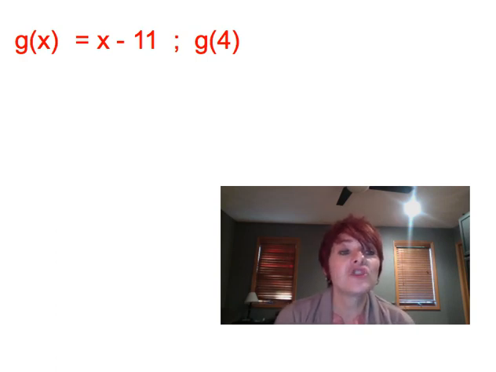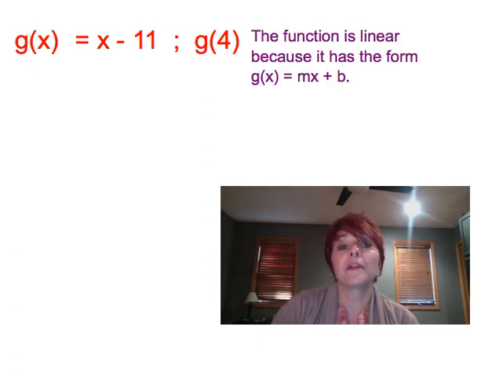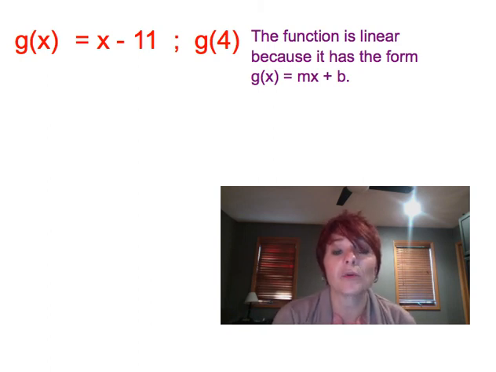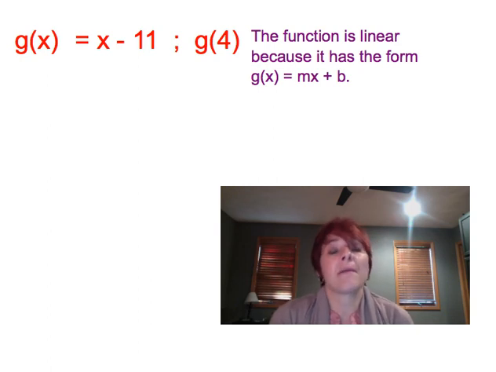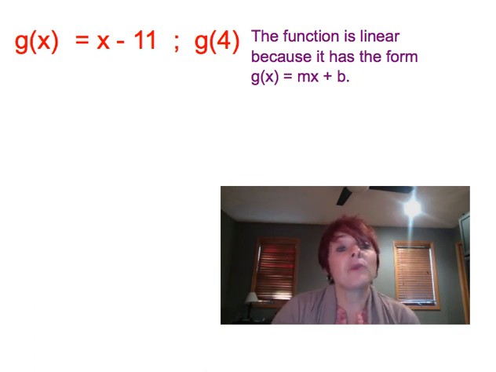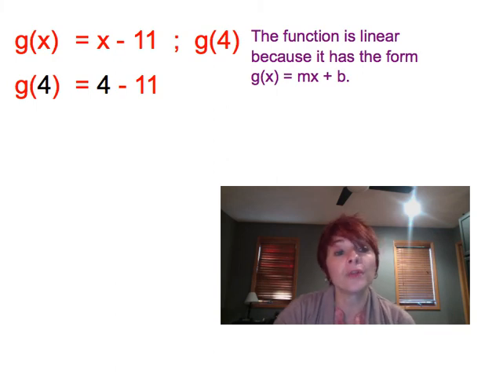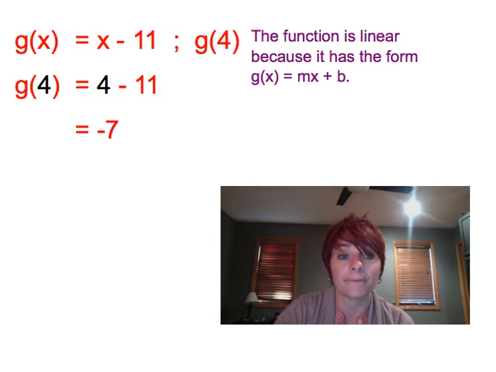Next one. Is g of x equals x minus 11 linear? That would definitely be yes, the function is linear because it has the form g of x equals mx plus b. If you remember, back in Algebra 1, y equals mx plus b is always a line. So now if I want to evaluate g of 4, if I plug the 4 in, it would be g of 4 equals 4 minus 11. I just plug the 4 in for both of those x's. And then we only need to do what's on the right side of the equal sign. So next I would take the 4 minus 11 and get -7.